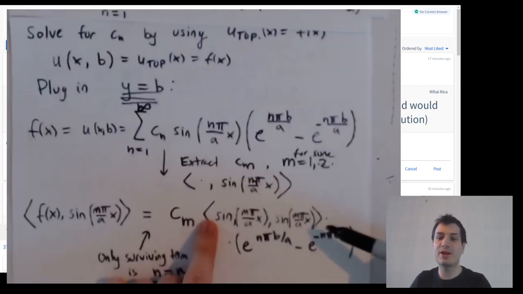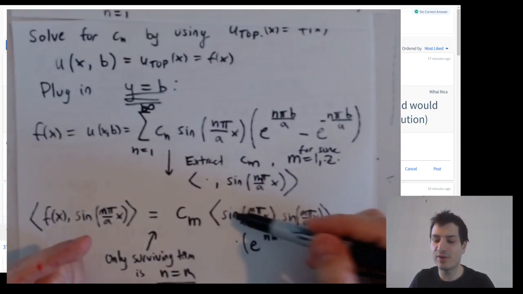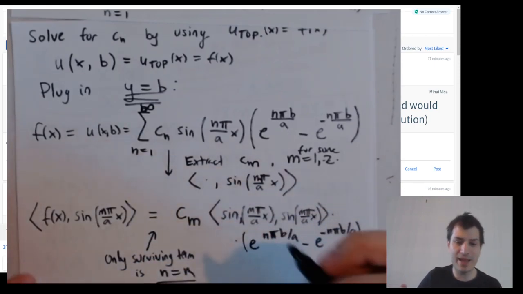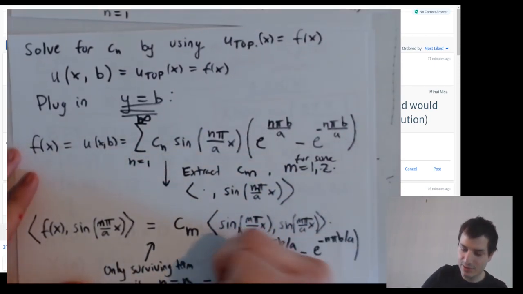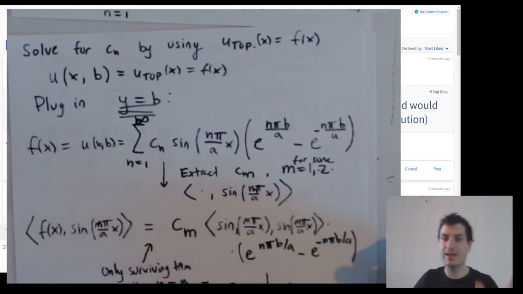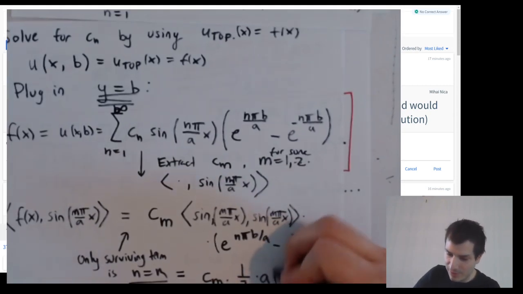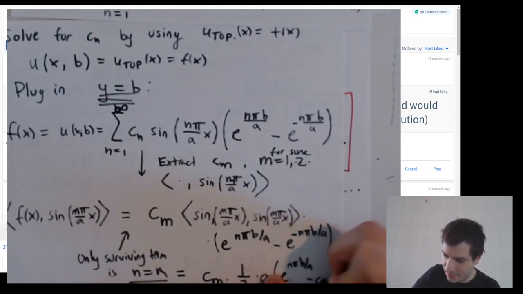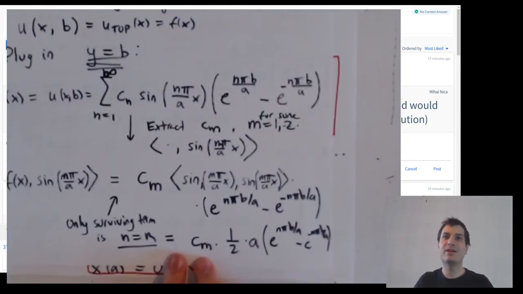Okay, last step. You should know what this inner product is. The average value of sine squared is a half. The interval we're working on is x from 0 to a. So this is equal to Cm times a half times a. The length of the interval is a. And then multiply by this funny thing, e to the n pi b over a minus e to the minus n pi b over a. So, pretty crazy formula here in the corner.